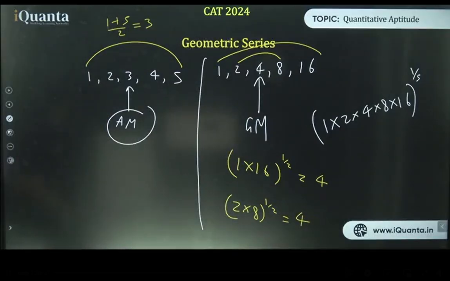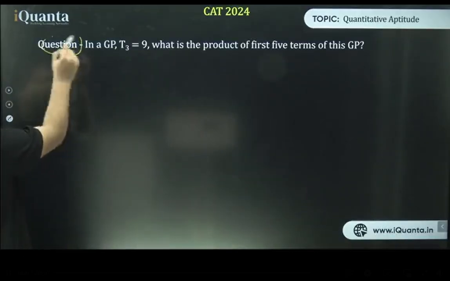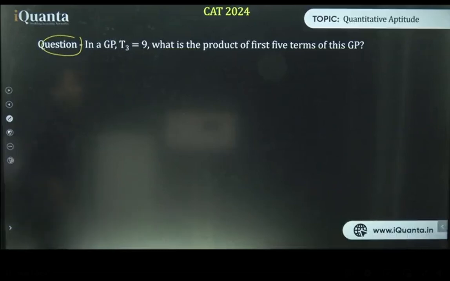Clear? So both the series have certain things in common. It's just that one is additive, the other is multiplicative, and there is not much difference. Cool. So let us do the first question here. In a GP, T3, term 3, is 9. What is the product of the first 5 terms of this GP? Rohit, exactly. That's right.